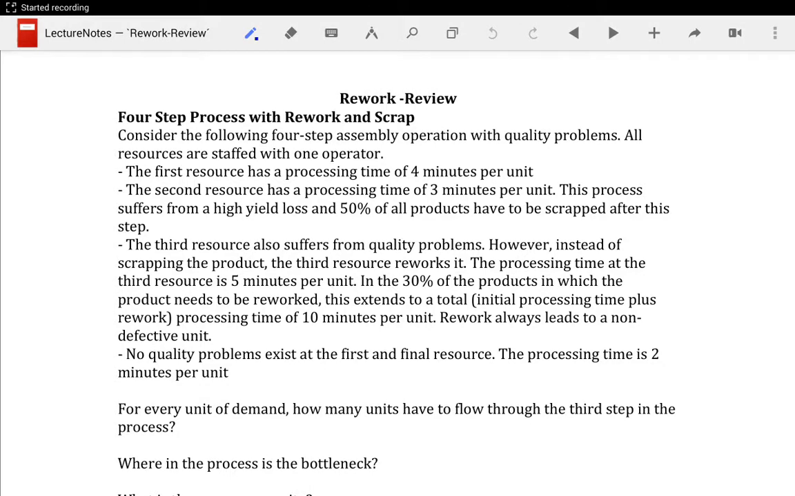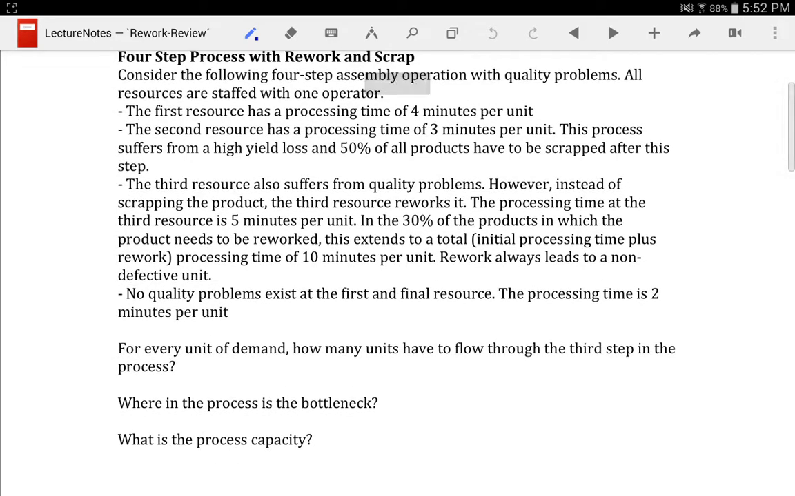Alright, this is a review on rework problems. Rework usually is an add-on to the problems we have already seen, mostly process analysis problems, but rework can also be used in a Little's law kind of problem, even waiting time calculations. In our class we'll see mostly process analysis problems. It'll come in two flavors. Let me go through both.